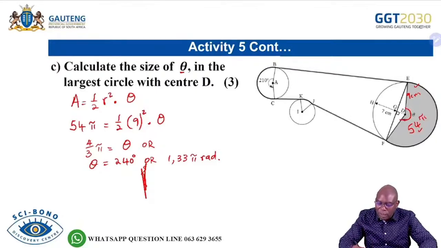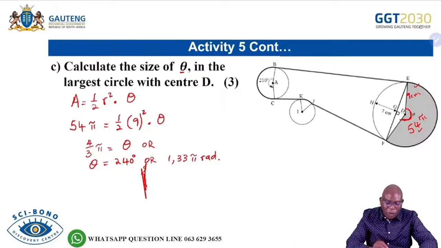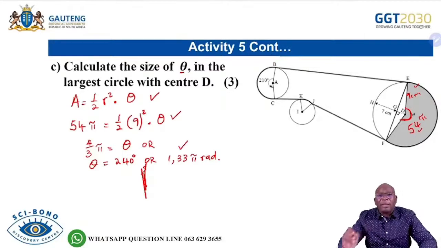It is because that angle is more than 180 degrees, so it could be right. Okay, so that's why I've written it in degrees also, so that you can see that that answer is partly right. So 1 mark for the formula, 1 mark for the substitution, 1 mark for the final answer. So that's 3 marks.